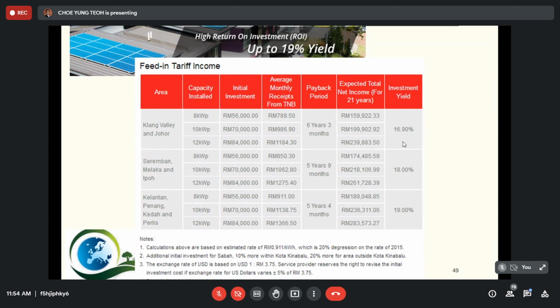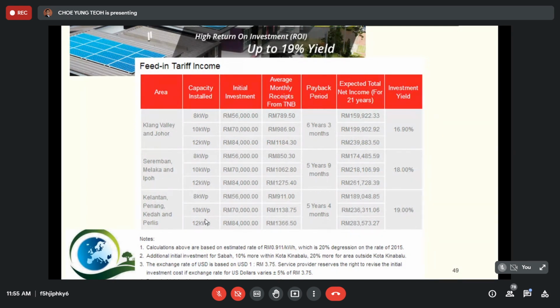You want to buy shares? You want to put in fixed deposit, or you want to buy a mutual fund, or what? Okay, I don't think any of them can give you this yield. Okay, 16.9. And you can see that in Penang, Kedah, Perlis, Kelantan, you can even get up to 19%. Okay, why is this area higher? Why if you build a power plant in Penang, you will get higher investment return?